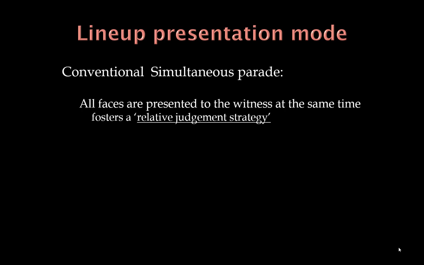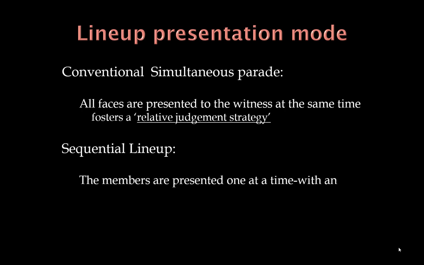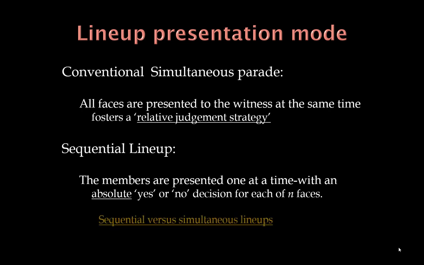A better lineup strategy, and one that's been proven over and over to be more superior, is what we call a sequential lineup. What you do here is you present the members one at a time, okay? And each time a face is presented, the person is required to say yes or no, that is or is not the perpetrator. So what you're doing is you're asking for an absolute judgment rather than a relative judgment. And in this little short film that I'm going to show right now, it'll give you a better idea of why and how this one type of lineup is superior to the other. So let's take a look at that.